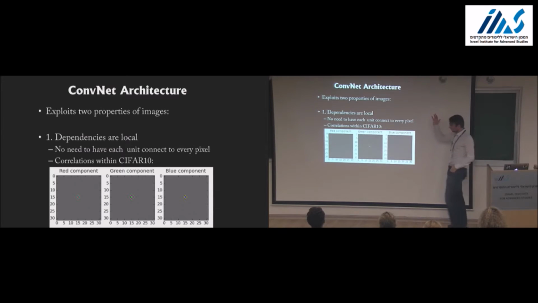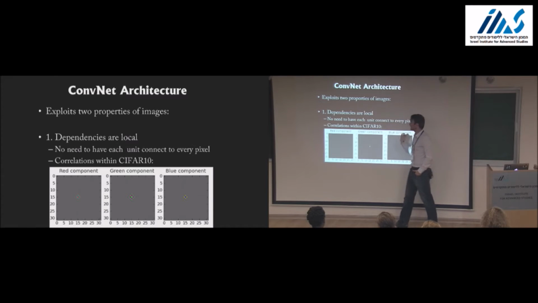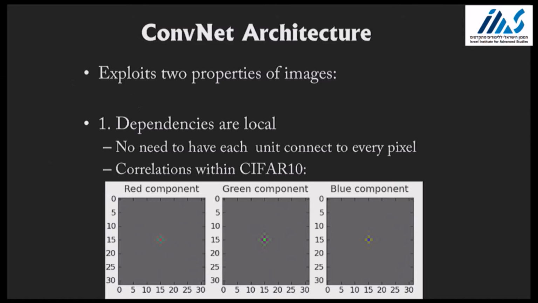What you're really exploiting is the fact that in natural image data, the dependencies are somewhat local. What I'm showing here is a plot of spatial correlations as a function of distance away from the center pixel, computed on CIFAR 10. You can see that gray is 0, and anything that's not gray is showing you there is actually a significant correlation.